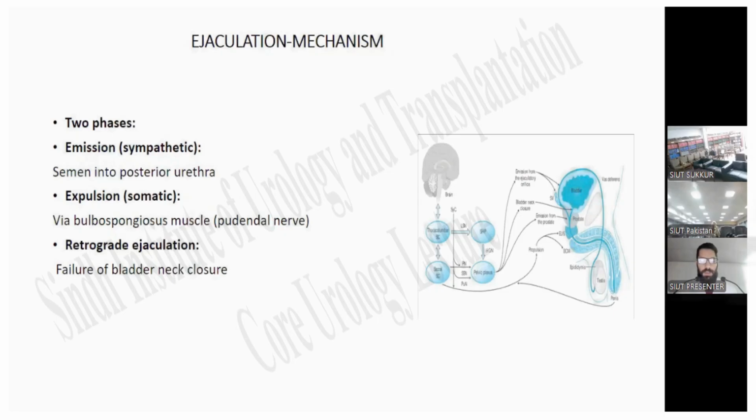Ejaculation is divided into 2 phases, including emission, which is controlled by sympathetic nerves, and expulsion, which is controlled by somatic nerves. Emission is release of semen into the posterior urethra, and expulsion is release of semen out of the urethra. Retrograde ejaculation occurs when there is failure of bladder neck closure.